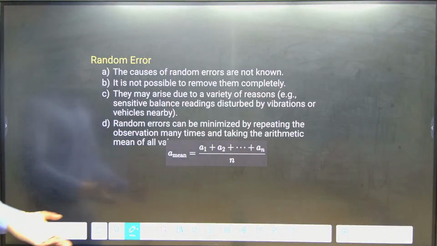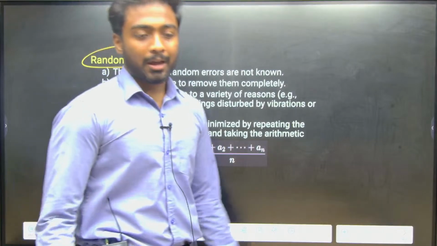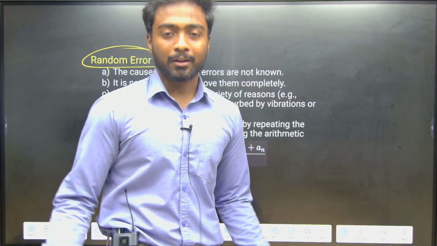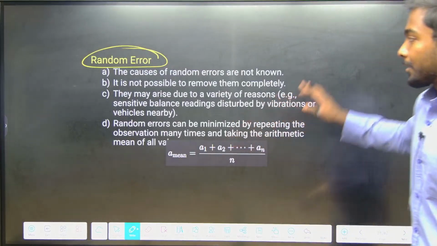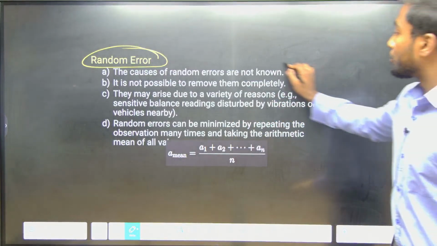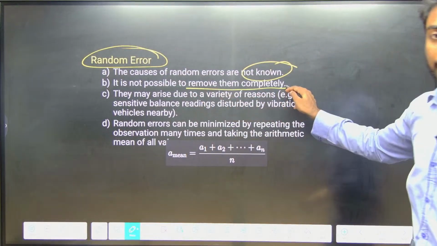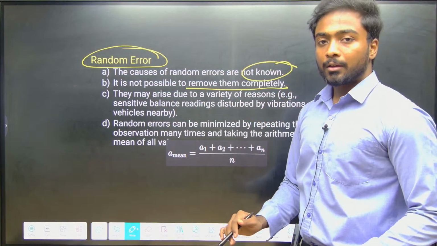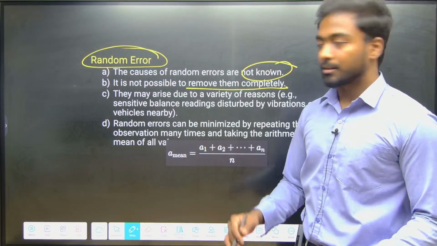So random, the meaning itself, it says that the error is done randomly. I don't know how I have done the error randomly. The causes of random errors are not known to us. It is not possible to remove them completely, but I can reduce them. I can minimize them. But how to reduce, sir? How to minimize it, sir?